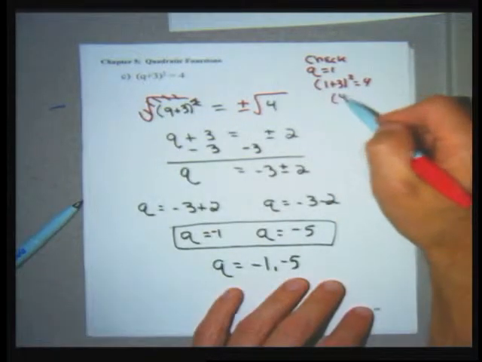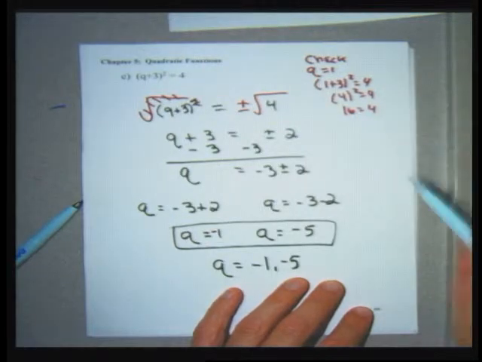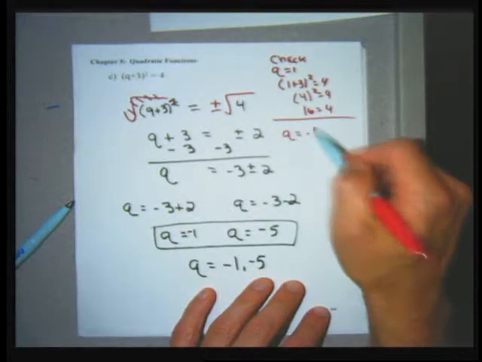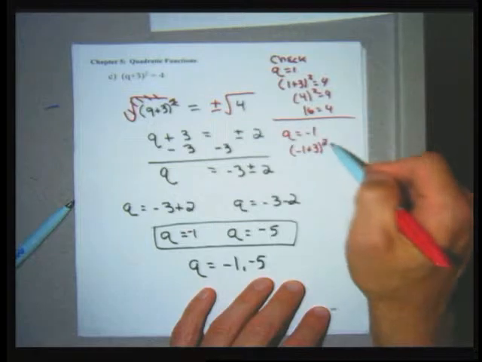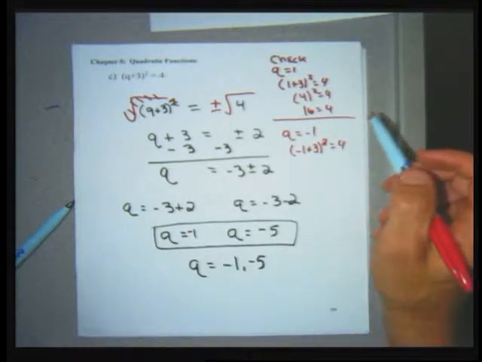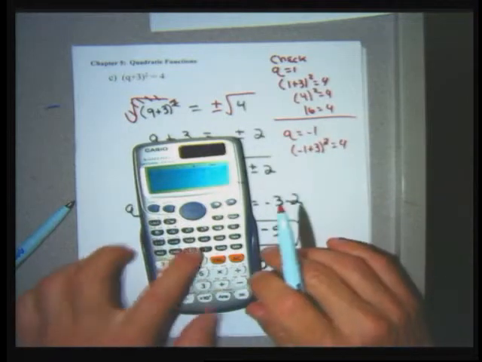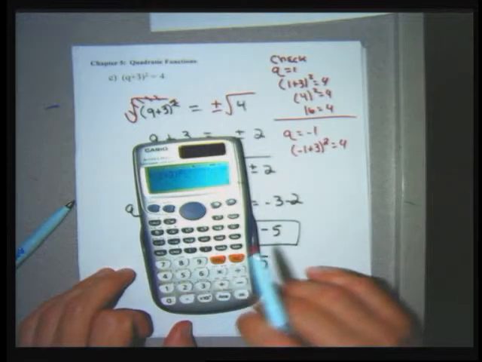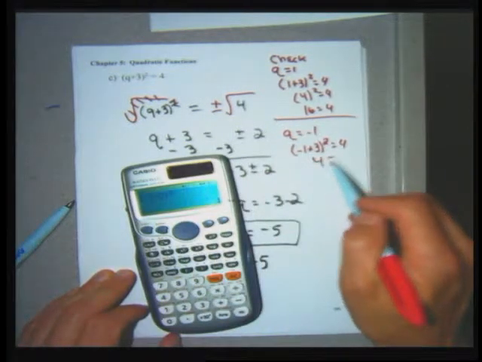This would give me 4 squared equals 4, which is 16 equals 4. So I know 1's not correct. If I wanted to check the negative 1, I'd ask, is negative 1 plus 3 squared equal to 4? I could do that by hand, or I could do it on my calculator, and apparently my calculator is probably better than I am. So if I do negative 1 plus 3 squared, you can't see it, but you get 4 equal to 4.